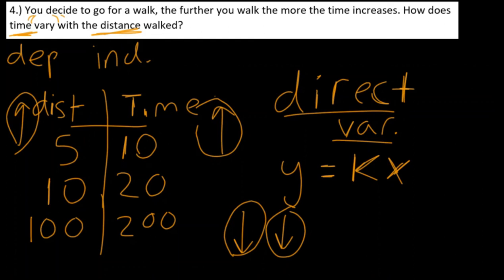So if two things are both increasing or if two things are both decreasing, they're doing the same thing, it is direct variation. If one is increasing and the other is decreasing, or one is decreasing, the other one's increasing, we know it's inverse. So just really hold that thought in your head. If they do the same thing, direct variation. If they do opposite things, inverse.